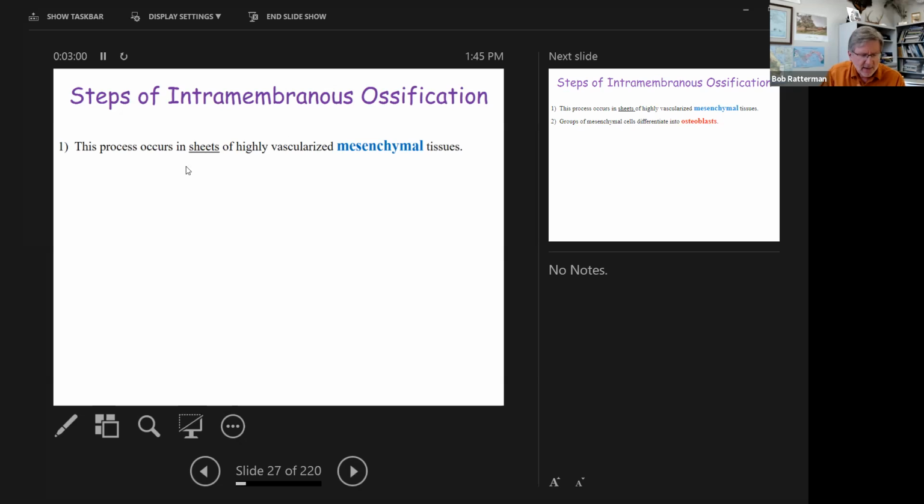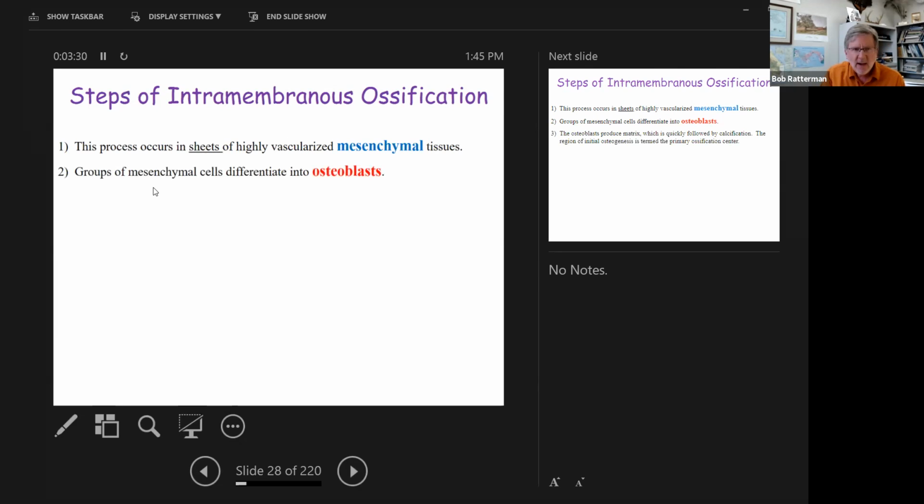And I've underlined the word sheets. So you've got to envision, say, the future frontal bone or the future mandible in the embryonic state is made up of these sheet-like layers of very rich blood supply of mesenchymal tissue, layers and layers of mesenchymal tissue.